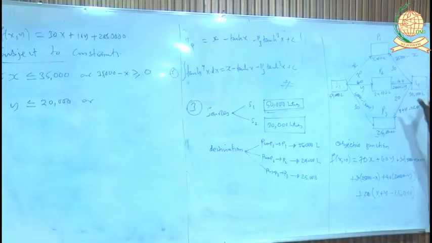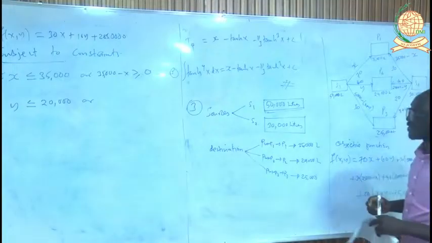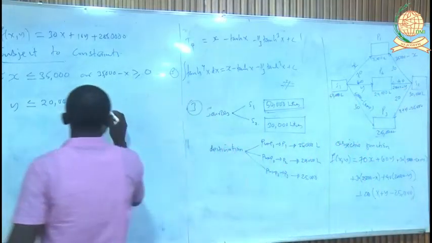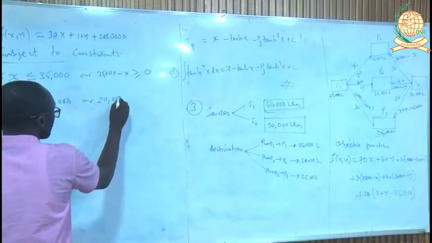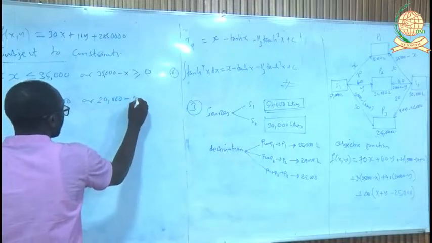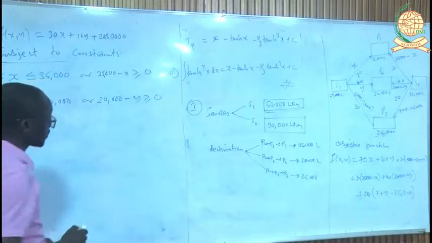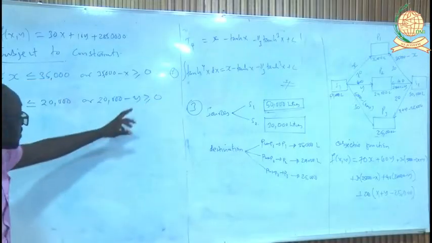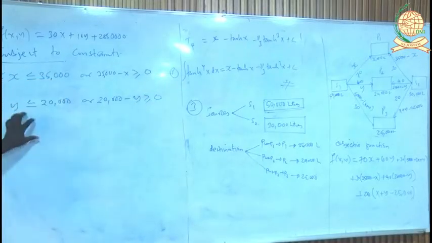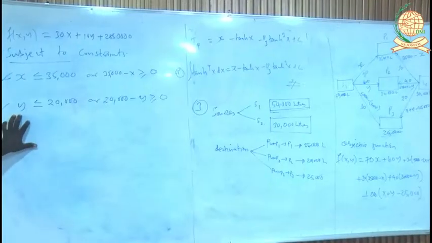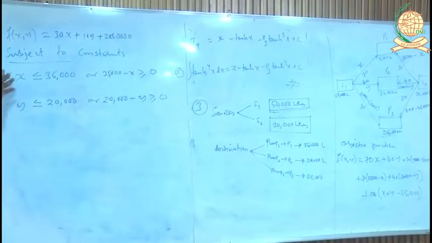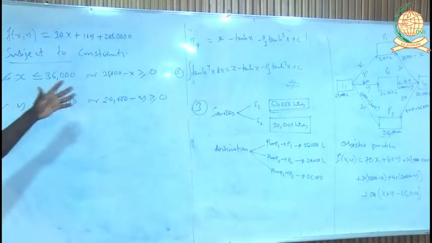This has to be always something, not nothing. It is something. So you're going to write here 20,000 minus y greater or equal to 0. Again, rearranging this equation, taking y to the right hand side, is going to be equivalent to this one. So they're equivalent actually. It's actually one part. They are not different.